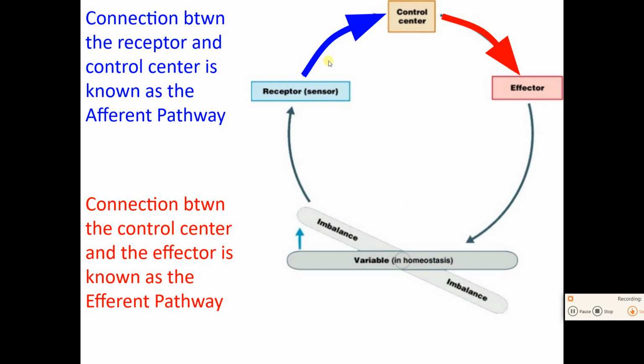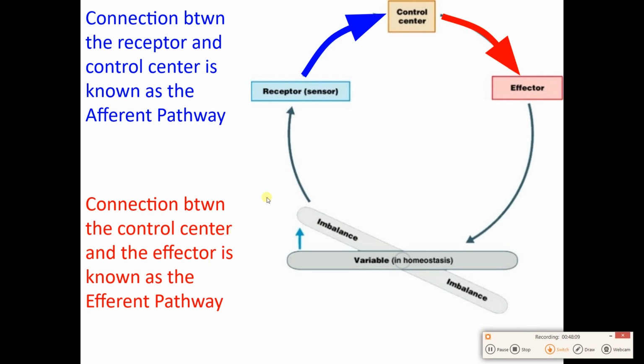Now, the connection, the information pathway between the receptor and the control center is called the afferent pathway. Afferent means towards. So we're going towards our control center. The connection, the pathway between the control center and the effector is called the efferent pathway. Efferent means going away from something. So in this case, going away from the control center. Afferent and efferent pathways are usually either nerves or hormones. Okay? Two major ways we communicate in our body.